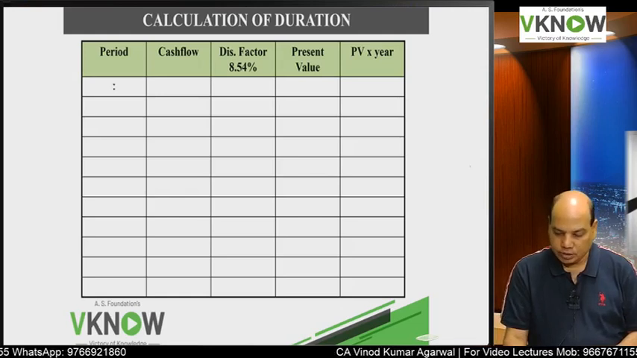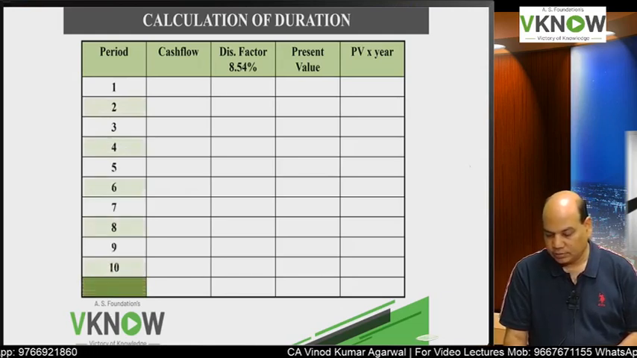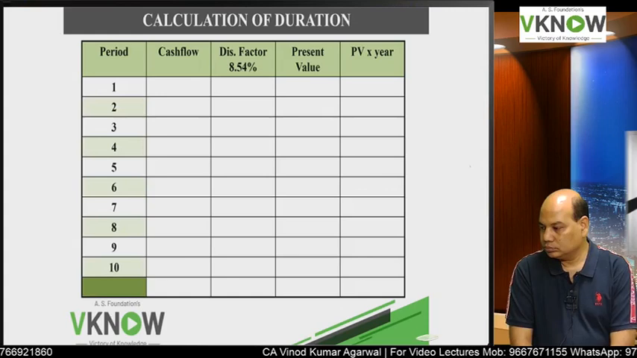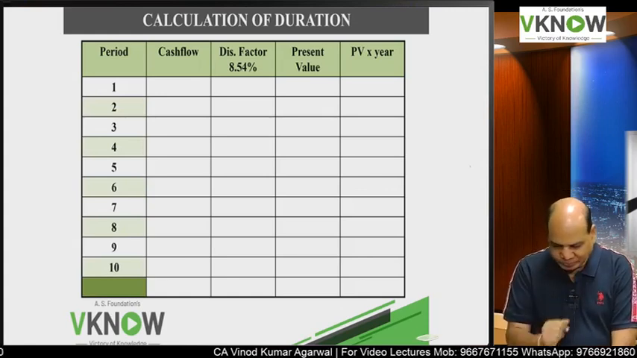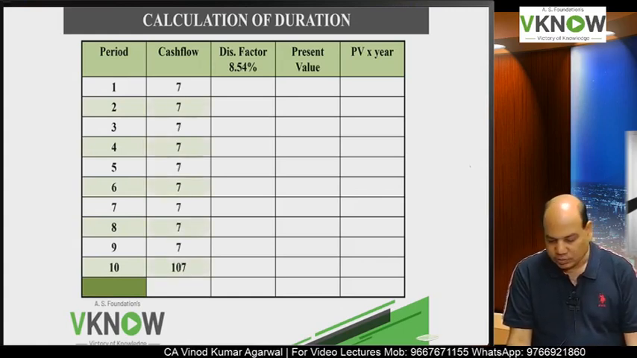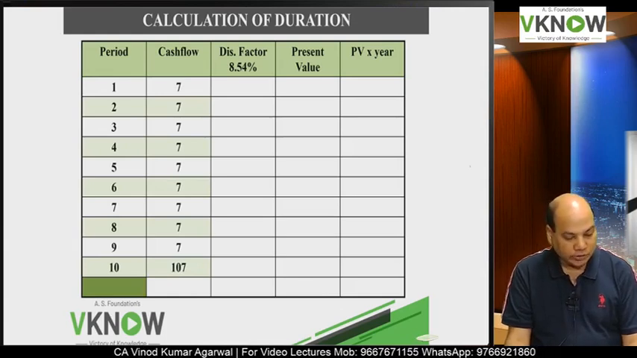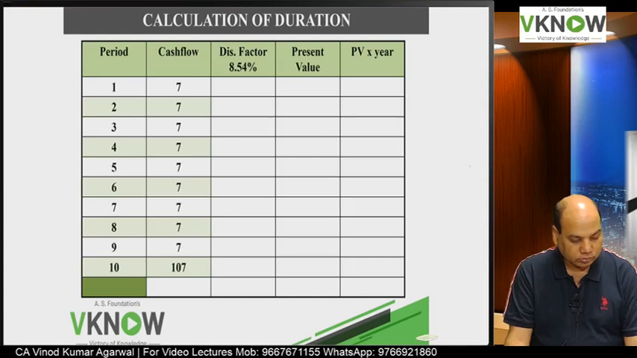Solve. First you write down period 1, 2, 3, 4, 5, 6, 7, 8, 9, 10. Cash flow will be 7, 7, 7, 9 times, and in the last year 107.